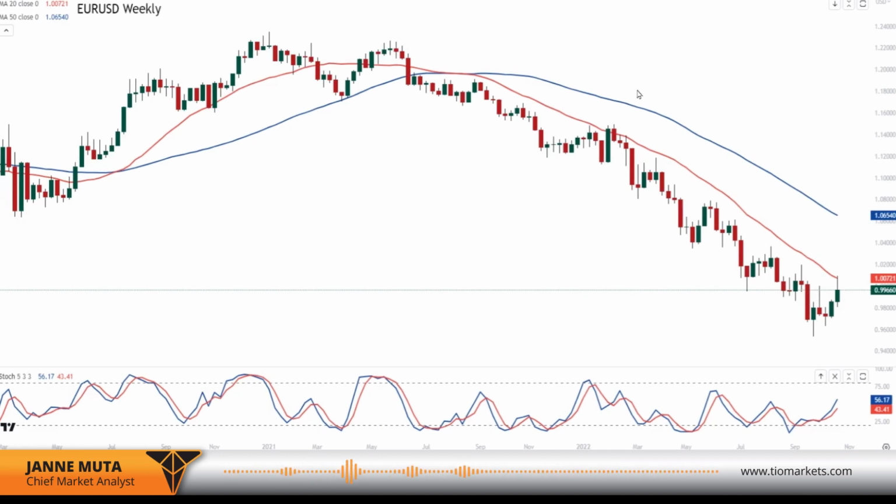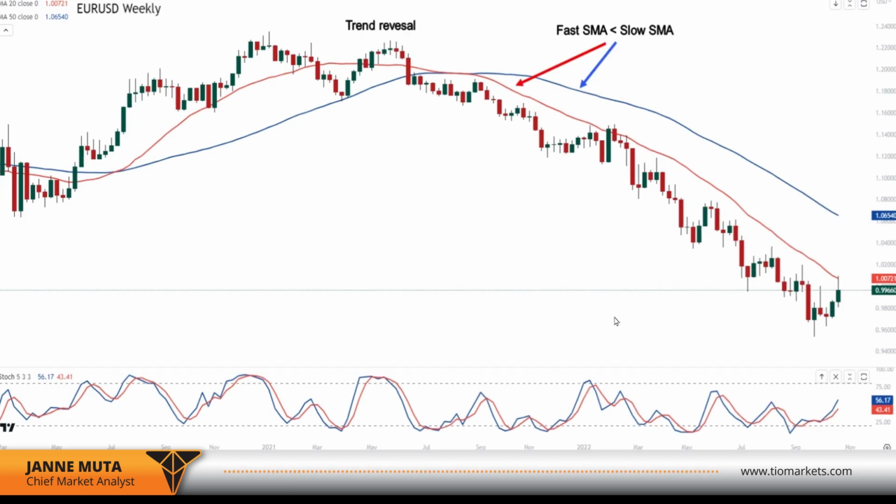Here I have a EUR/USD weekly chart, and as you can see, the market was trending higher for quite a while, and then came a reversal in the trend. And this reversal resulted in a 2000-plus pips down move here. So this trend was quite long and well sustained.